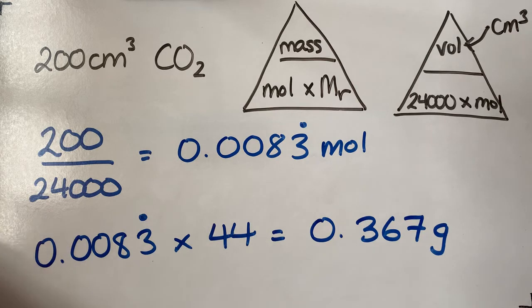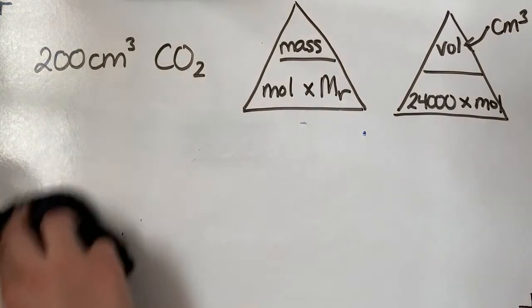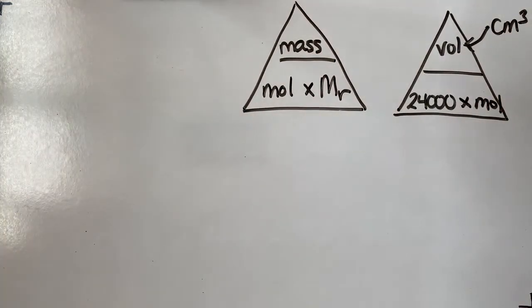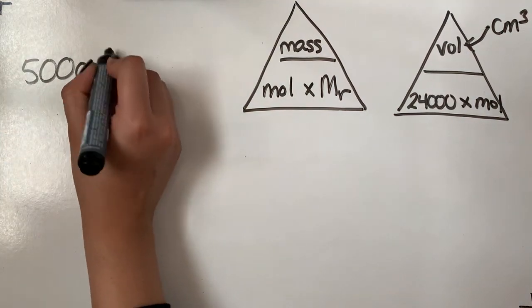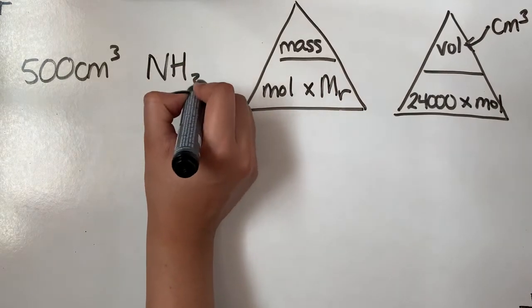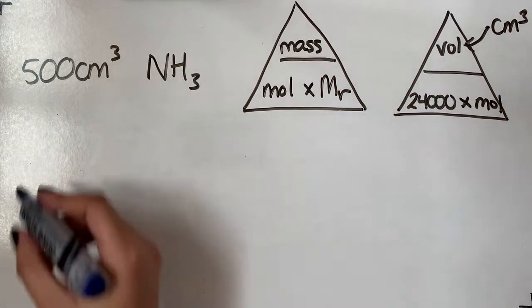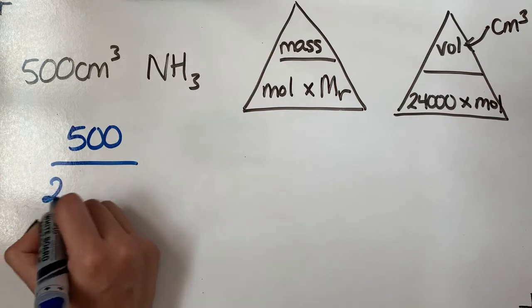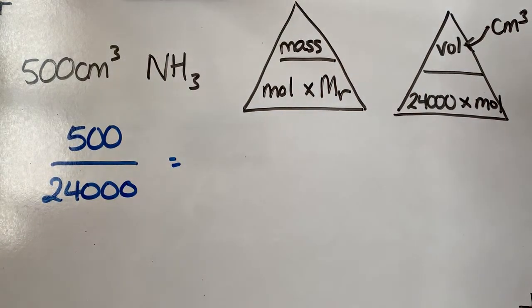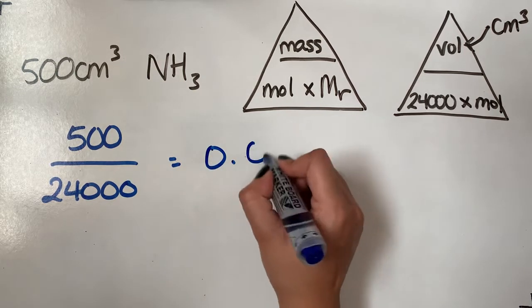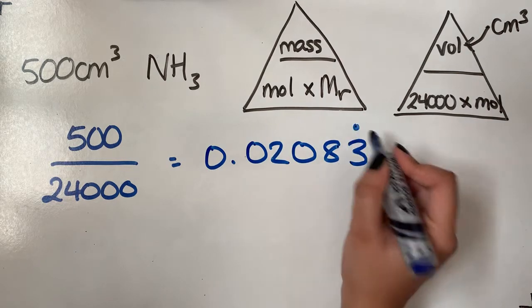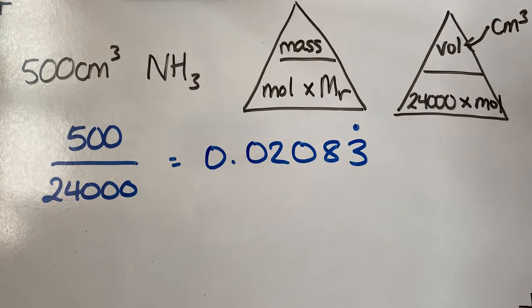Okay, let's just do question number 2 as well to make sure that we get the hang of this. So question number 2, we've got 500 centimeters cubed of ammonia. So all we're going to do now is our volume divided by 24,000 to get our moles. And we get an answer of 0.02083. I'm keeping that in my calculator because it's a recurring value, as should you.